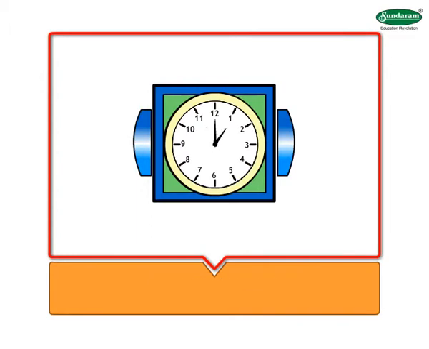In this clock, the hour hand is on 2 and the minute hand is on 12. So this clock shows 2 o'clock. Similarly, this clock shows 9 o'clock and this clock shows 6 o'clock and this clock shows 8 o'clock.